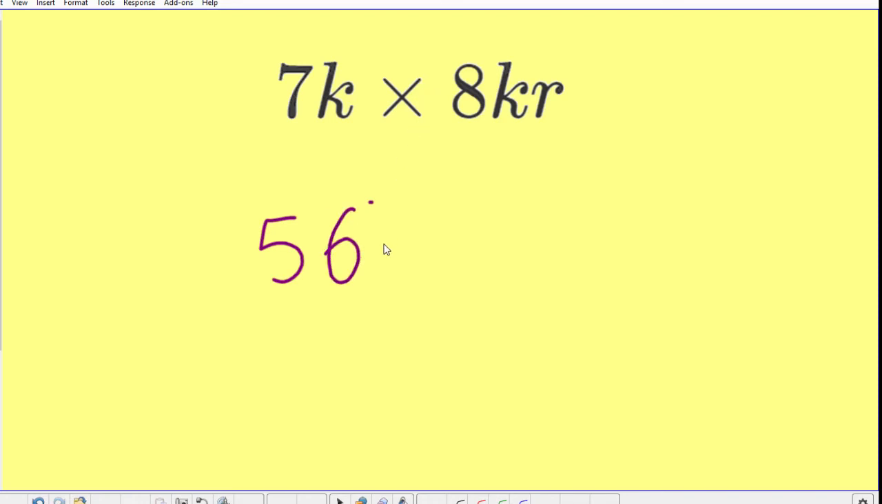And then we've got a k here with a little 1, a k here with a little 1, and an r with a little 1. Okay, so we've got 2 k's, so we've got a k, and we add the little numbers up, so it's k squared, and r just remains as it is. So 56k squared r.